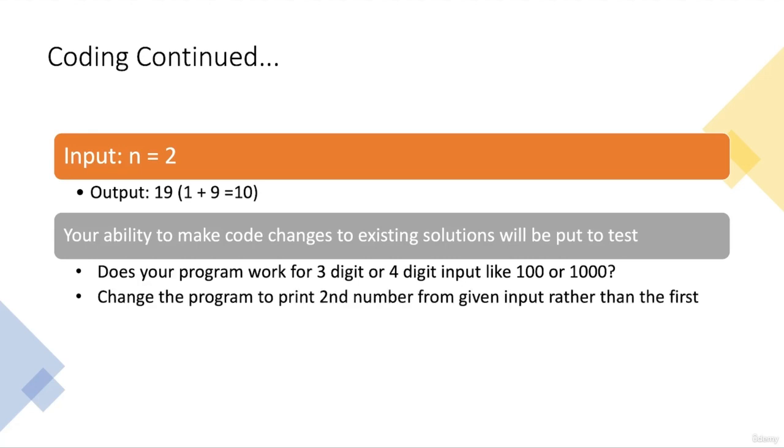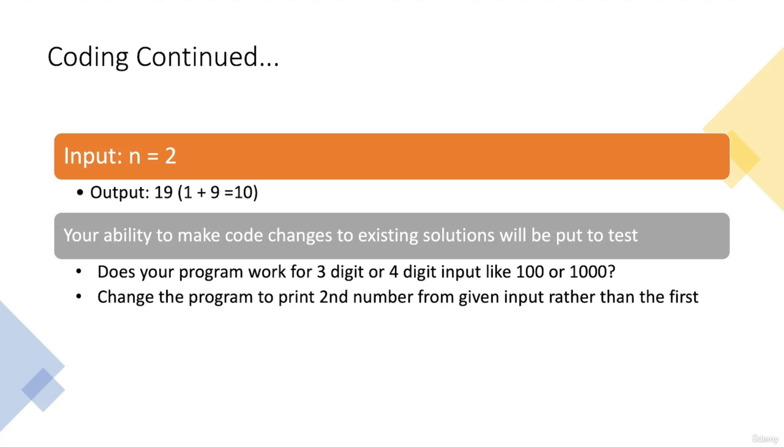He can ask you to make one more change. Now, the initial problem statement said to print the first number whose sum of the digits is 10. Now he can ask you to change the program: hey, skip the first number, I want the second number whose sum of the digits is 10. So if the input number is 2, 19 is not going to be the output. In that case, 28 will be the output because we are going to skip the first number whose sum of digits is 10 and look for the second number whose sum of the digits is 10. So in case of input 2, the output will be 28.